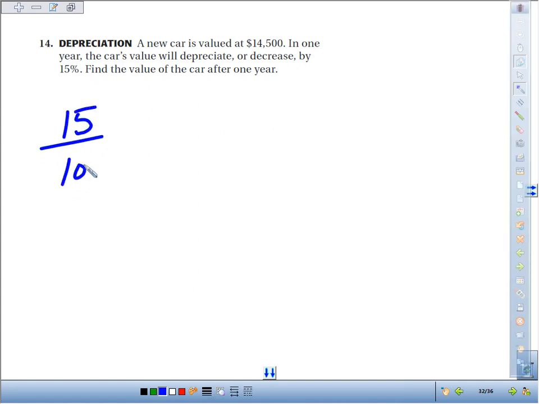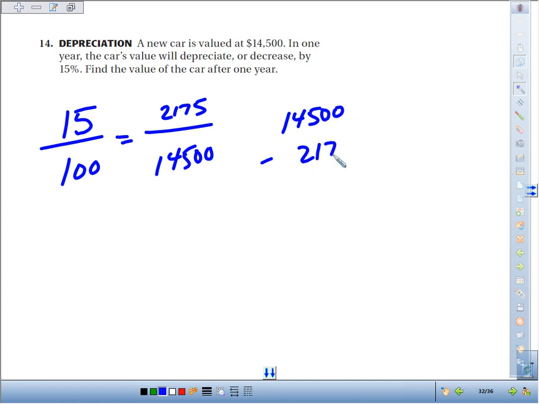I'm going to figure out what 15% is first. 15% of 14,500. So if I take 14.5 times it by 15 and divide it by 100, I find out that 15% is 2175. That's how much value the car loses. So we've got to take the 14.5 it was worth minus the 2175 that it lost. It gives me a net value of $12,325.